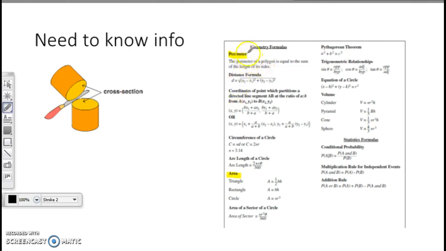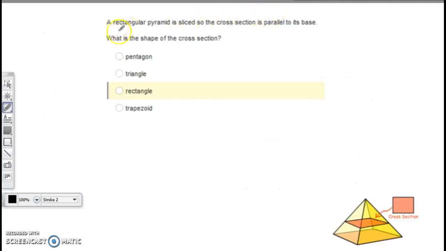You also need to have your formula sheet because you need to remember perimeter and area formulas to be successful in this quiz. So that's about it. Let's jump into this first example.